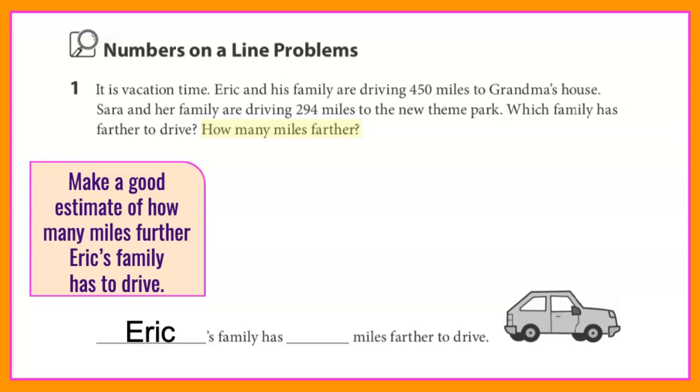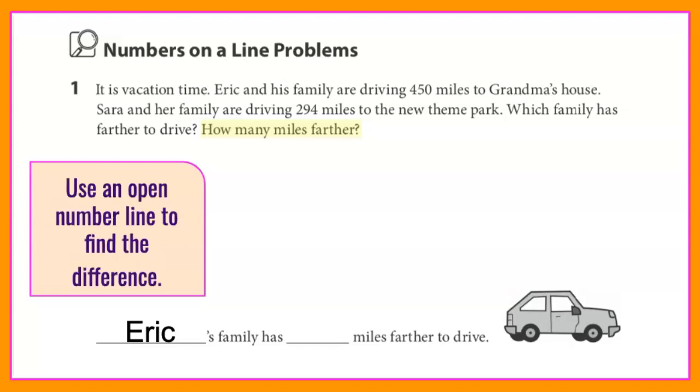So I'm going to think about that number 294. Now that number is really close to another big friendly number. That number is 300. I know if I just go 6 more miles, I'll be at 300 miles. So I can start to think about the difference between 300 and 450. Well, I know the difference between 300 and 400 is just 100, and then I can add that 50. So my brain's already thinking, I think they have about 150 more miles to drive.